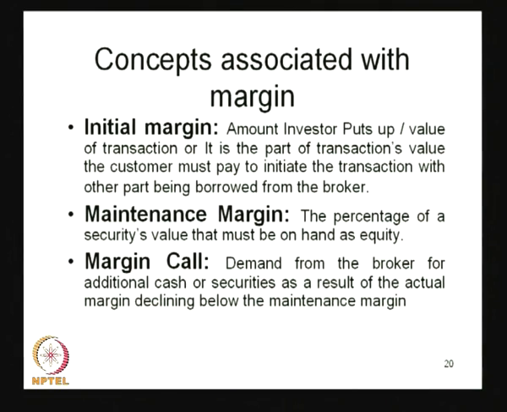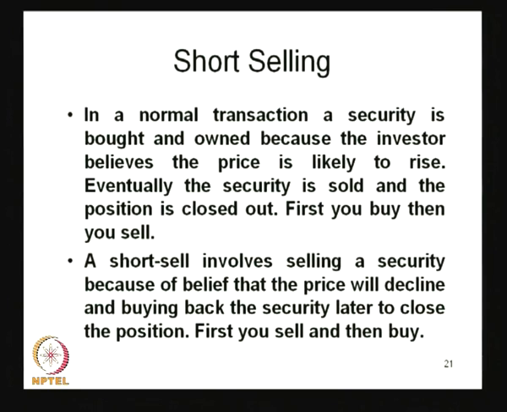Then another one is the maintenance margin. The maintenance margin is nothing but the percentage of a security's value that must be on hand as equity. Gradually we can read elaborately about these things in the further sessions. Then margin call, basically it is the demand from the broker for additional cash or securities as a result of the actual margin declining below the maintenance margin. If the price fluctuations are more, if this particular initial margin falls below a certain level, then they can go for a margin call.